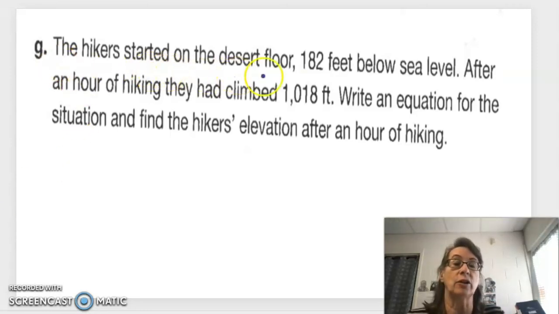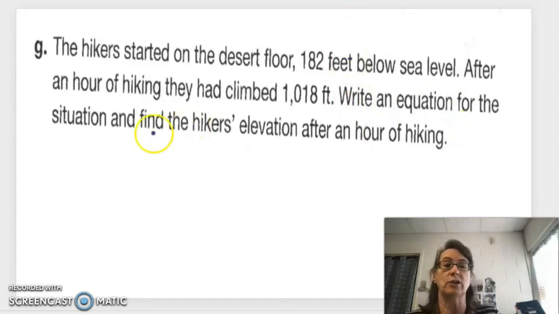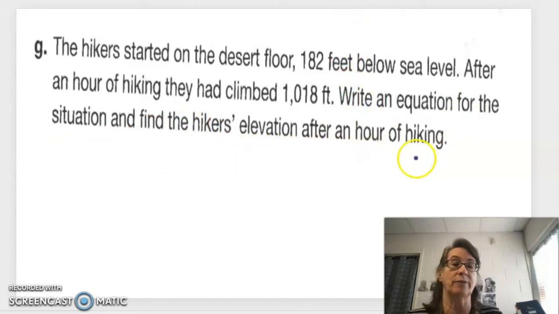The hikers started on the desert floor, 182 feet below sea level. After an hour of hiking, they had climbed 1,018 feet. Miss A said that wrong. 1,018. Remember, we don't put an and in the middle of a number. Sometimes I boo-boo. Write an equation for the situation and find the hiker's elevation after an hour of hiking.